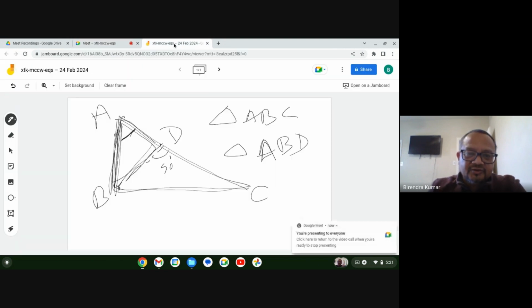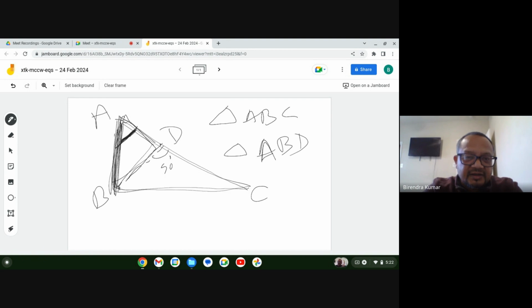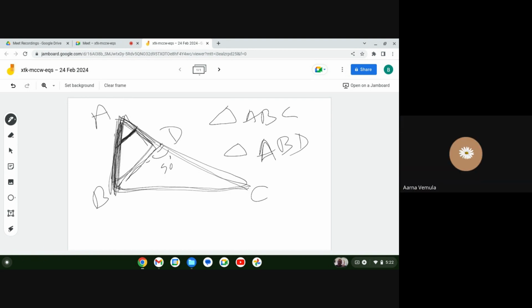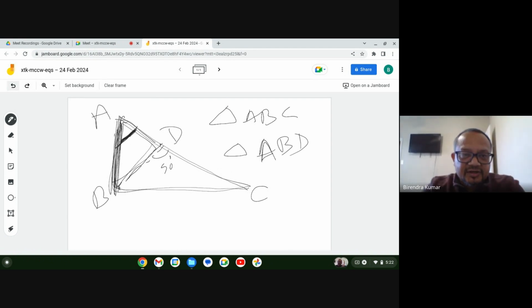So between these two triangles, ABC and ABD, side AB is common in both the triangles, correct? And this angle A is also common between both the triangles, right? Now comes the interesting part.